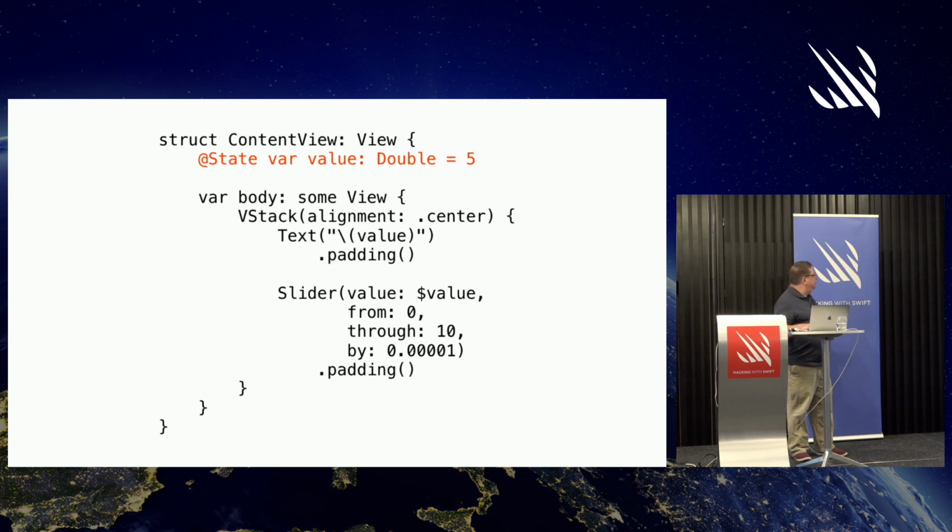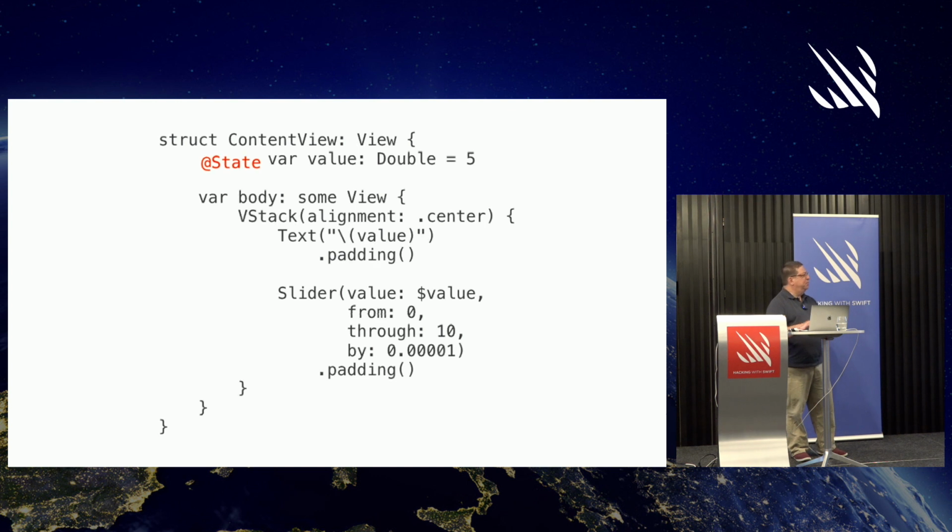And you think, okay, that's good. I'm displaying it in the text. I'm adjusting it in the slider. But how does this work? If I've got a struct and I'm changing the value, aren't I mutating the value? It's a struct. It shouldn't be that easy. And that's because there's something sneaky going on.